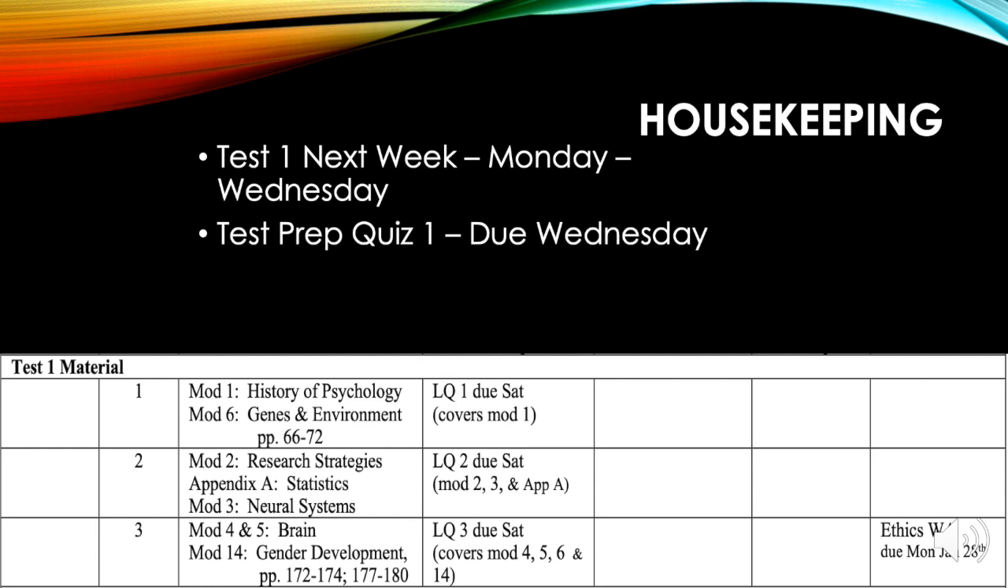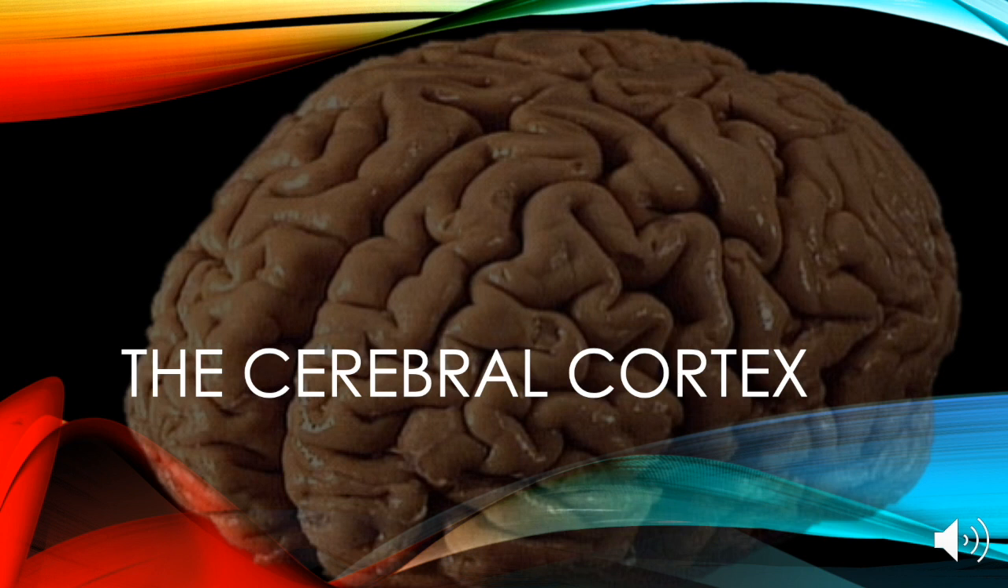All right, we are going to pick up where we left off last class, which is we're going to start talking about the cerebral cortex. So the cerebral cortex is usually what you think of when you think about the brain. Kind of looks like worms. It's kind of weird looking.